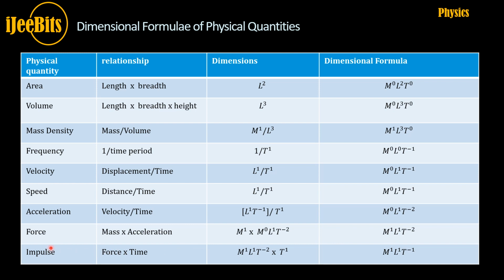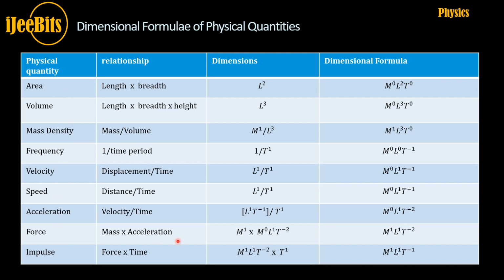Agree? So similarly you look at the impulse. How do you define impulse? Impulse is nothing but a change in momentum, also known as force into time. So if you know the force dimension formula which we derived previously, m power 1 L power 1 t power minus 2, multiplied by one more t, it is nothing but m power 1 L power 1 t power minus 1.